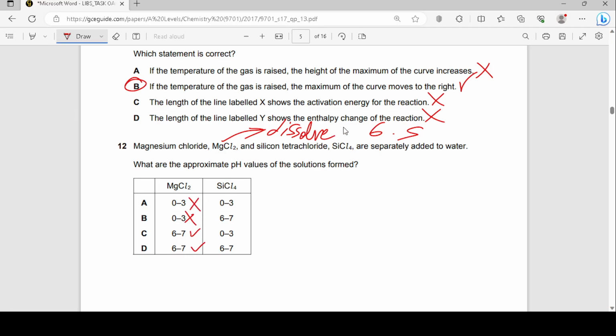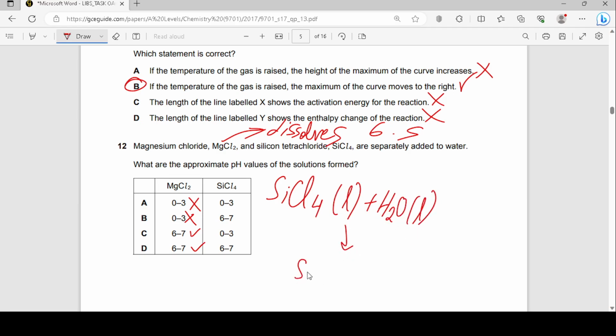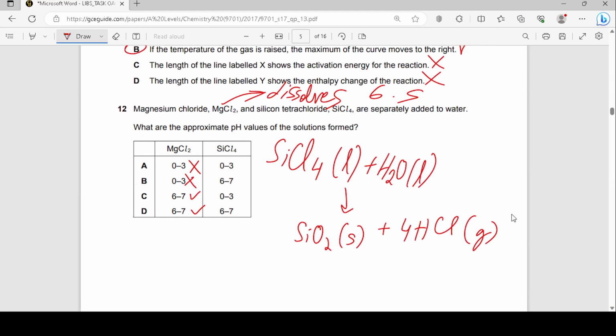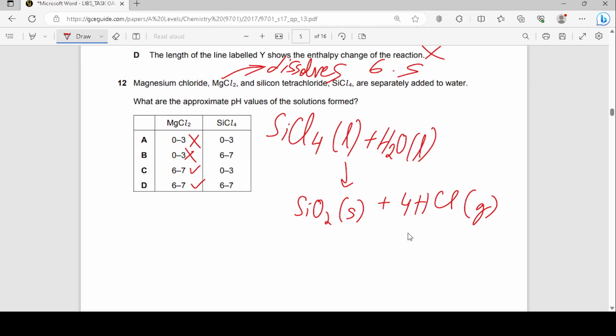And SiCl4 will react with water. SiCl4 is a liquid, and it will react with water to give you SiO2, which is a solid, and 4HCl, which is seen as white, dense, misty fumes, and it's therefore going to be acidic. An acidic solution is formed, right? So we can say the answer should be A or C, so we cancel out these two. So then C would be the answer. Okay, and the next question.